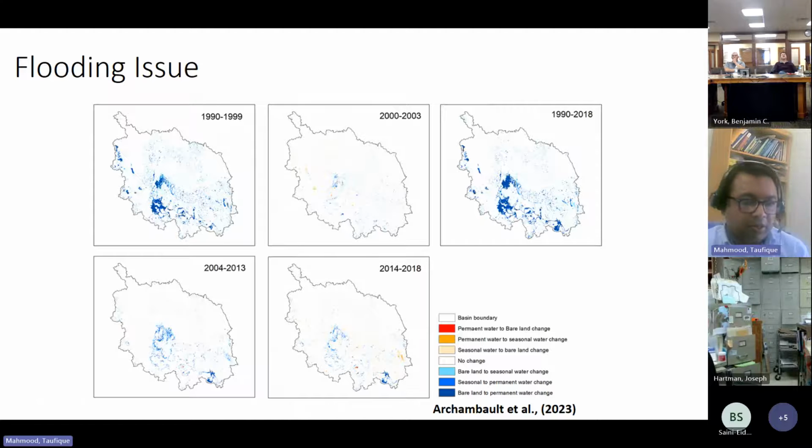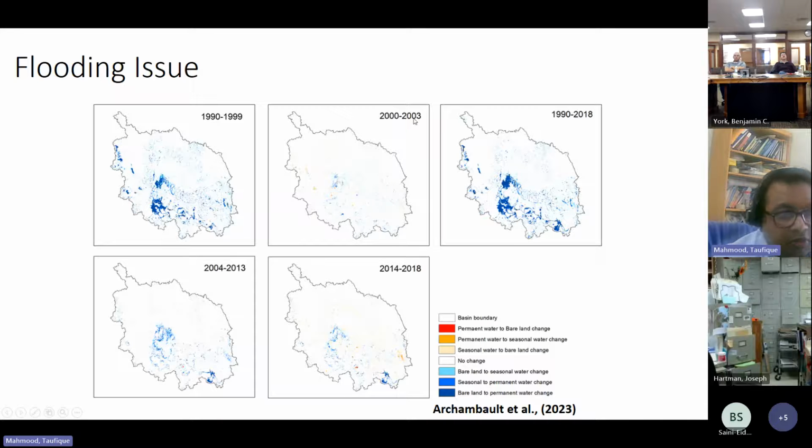And we do some change detections of those maps. From 1990 to 1999, you see that quite a bit of bare land, those dark blues, is converted to a permanent water area. Also some of the seasonal water bodies become permanent water bodies, and some of the bare land becomes the seasonal water area. So the changes are pronounced in the first 9 years since 1990.